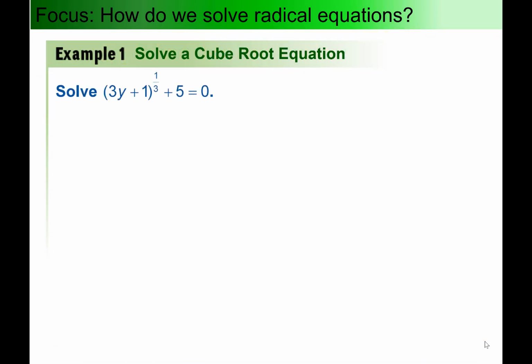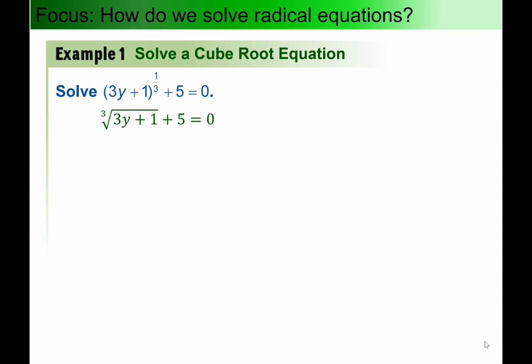Here's our first example. We're going to solve a cube root equation. Now, if you look at this, you might not recognize it as a cube root, but you have to recall that exponents can be written as fractions. When an exponent is a fraction, the denominator tells us the root that we're taking. So in this case, it's a third root or cube root. We could write an equivalent equation this way, by removing the fraction but using the radical sign.